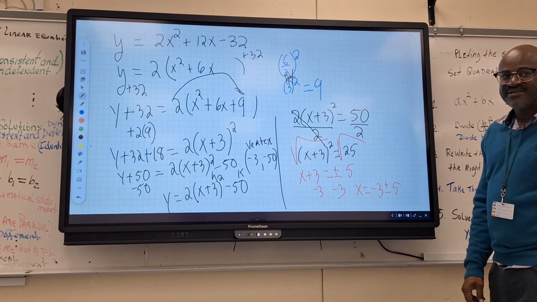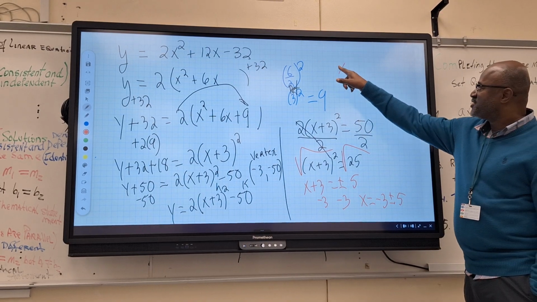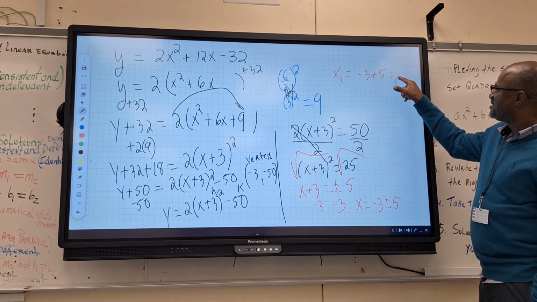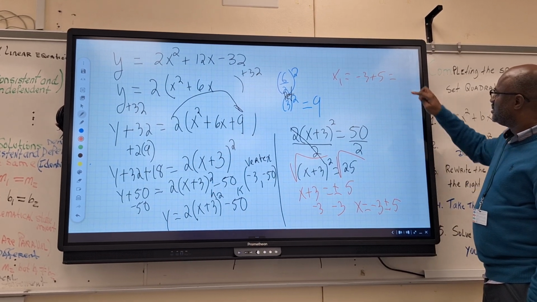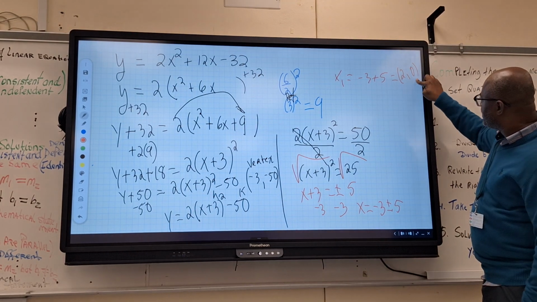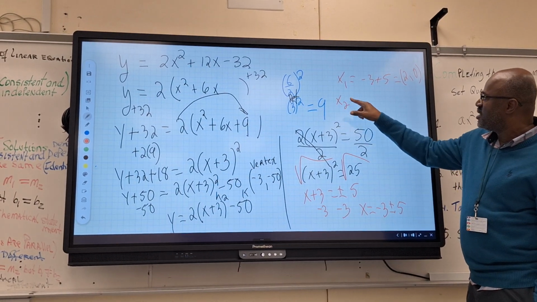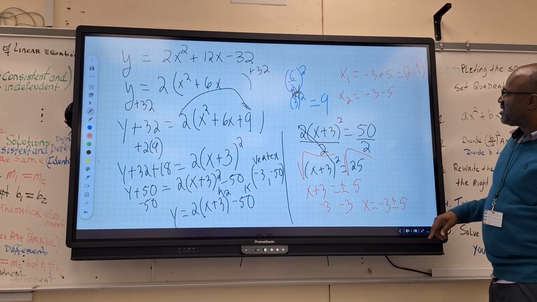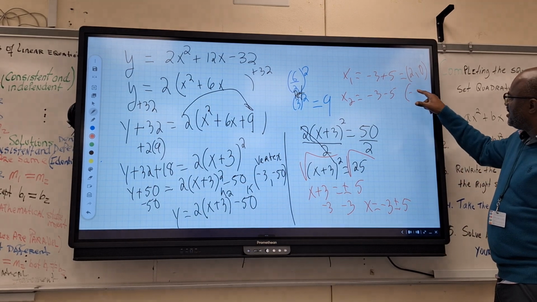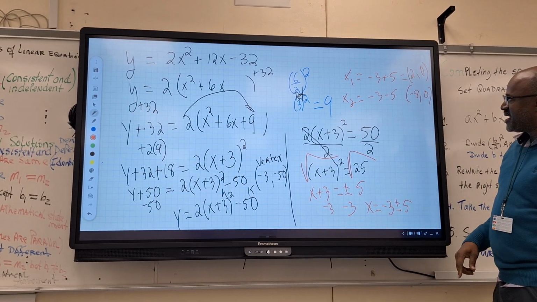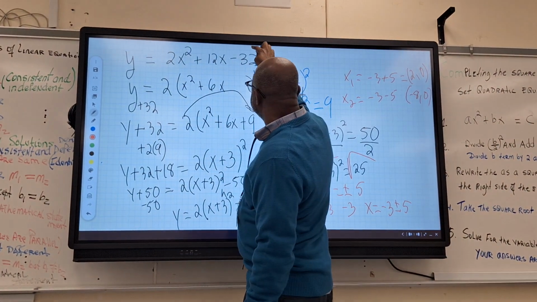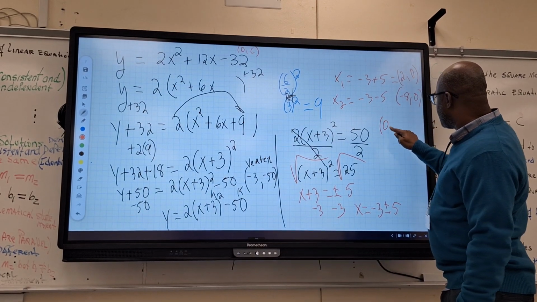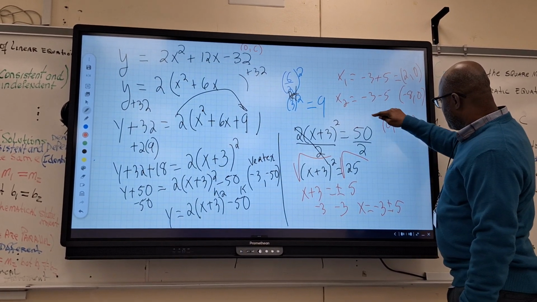We are supposed to get two answers out of that. What is the first one? Either you have x equals minus 3 plus 5. What is that? 2. That will be 2, 0. That's one of the x-intercepts. And the second one will be minus 3 minus 5. And that will give me what? Negative 8, 0. As you know from prior knowledge, your y-intercept is always 0, c. In this case, what is c? And this will be 0, negative 32. That will be my y-intercept.